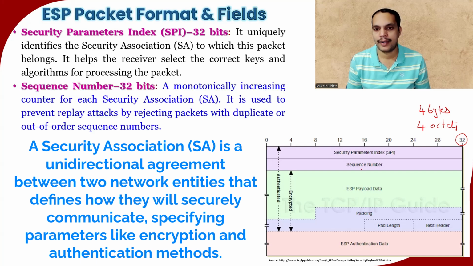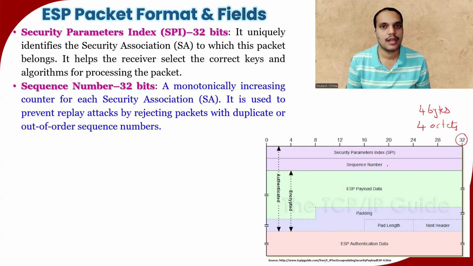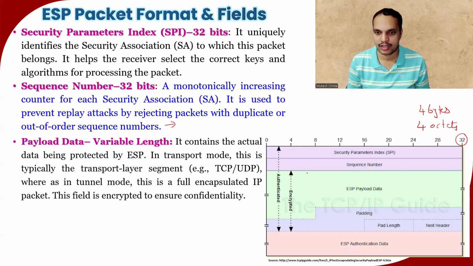Okay. The next parameter is the sequence number. Once again, the sequence number is 32 bits in length, which is a monotonically increasing counter for each security association. So for every outgoing packet within the SA, this counter keeps incrementing. It is used to prevent replay attacks by rejecting packets with duplicate or out of order sequence numbers. We will see in this video how this is performed and how the sequence number can be used to thwart replay attacks.